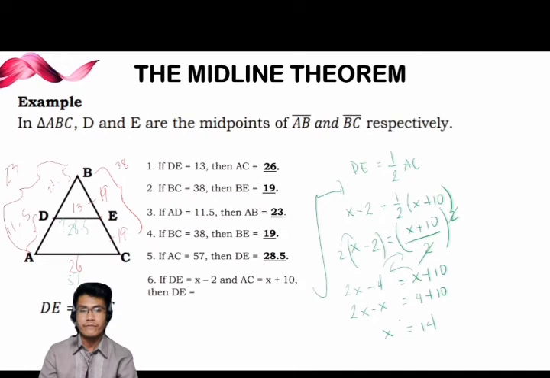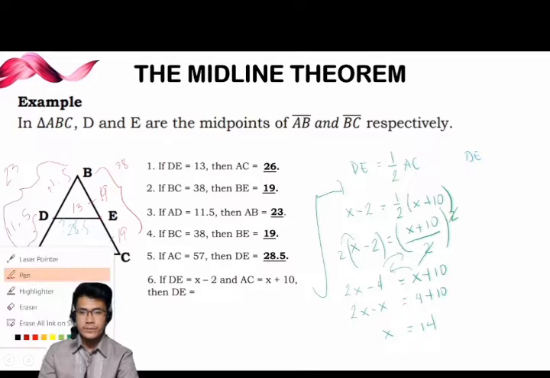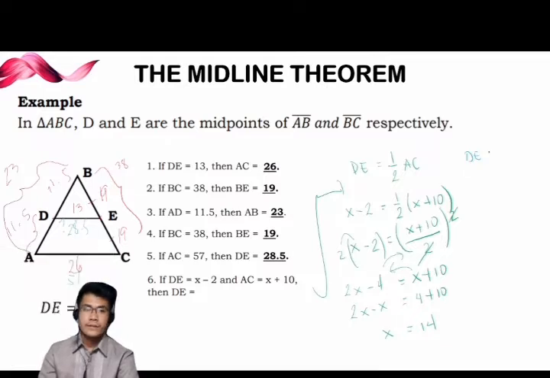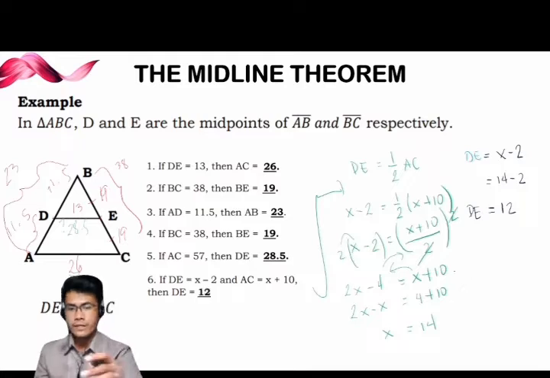Now, take note class, this is not yet the final answer because we have to find the measure of the segment DE. So 14 here is just the value of x. So I'm going to use a different color. And to find the measure of the segment DE, now all we have to do class is substitute the value of x to the expression that is equal to segment DE. So that's x minus 2. Let's substitute the value of x, which is 14. It will become 14 minus 2. So what is 14 minus 2? 14 minus 2 is 12. Therefore, class, DE is equal to 12 units. So that will be the final answer, number 6.